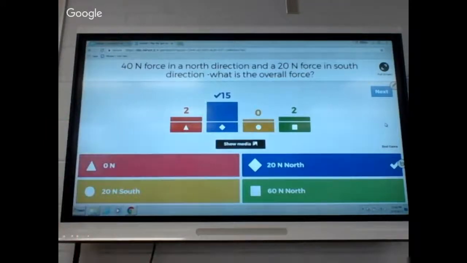What? I thought you had to add them. No, you add them if they're going the same direction. If they're going both north, you would add. If they go both south, you would add. But if they're going in opposite directions, you subtract.